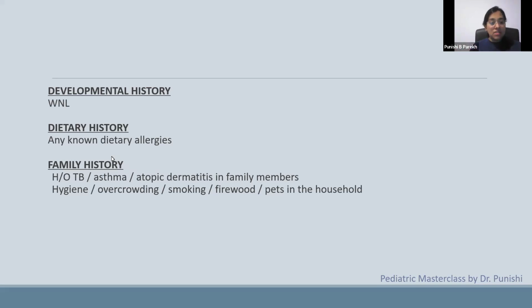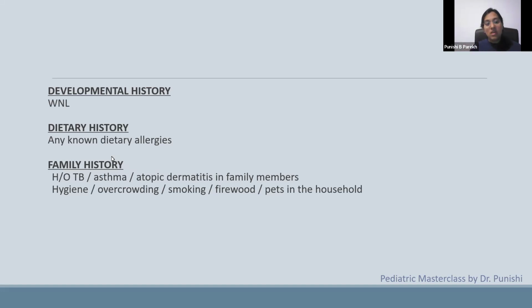Now, with respect to family history, you need to ask for a history of tuberculosis, asthma, or atopic dermatitis in family members, because asthma and atopic dermatitis can run in the family. So it's important to ask for that history. Tuberculosis, again, because of contact, since it's so common in the country and it can lead to pulmonary tuberculosis in this patient.